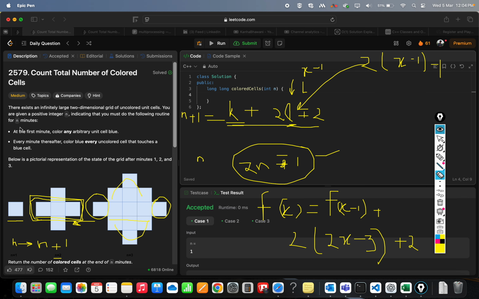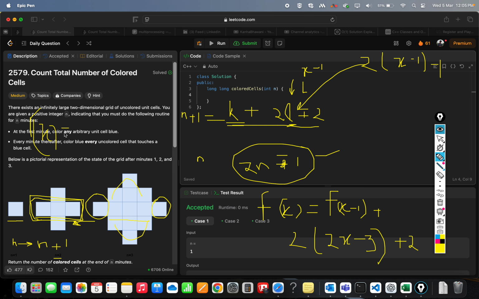Let me write it here. Finally our f(x) is f(x minus 1) plus, solving this will become 4 times x minus 1. Okay, so this is the final formula.